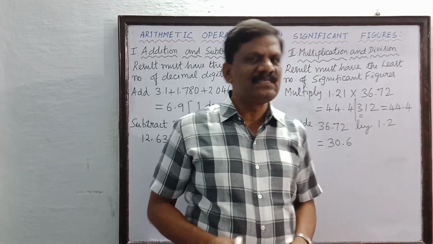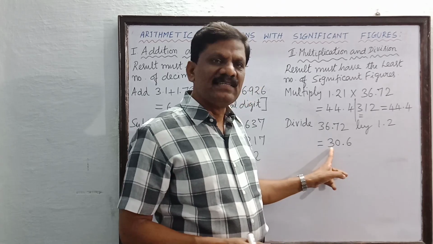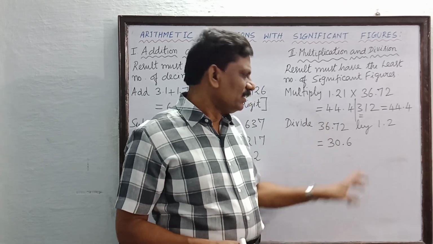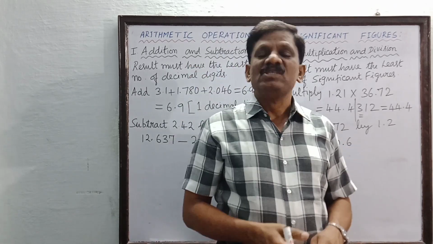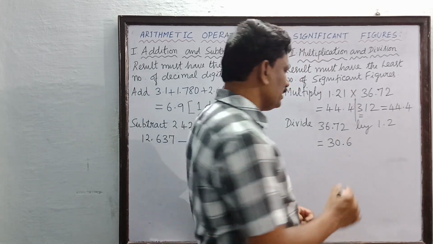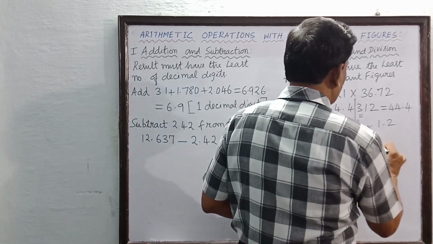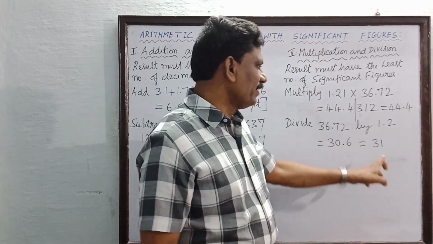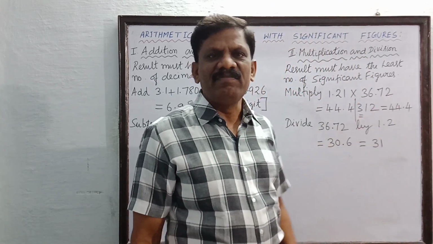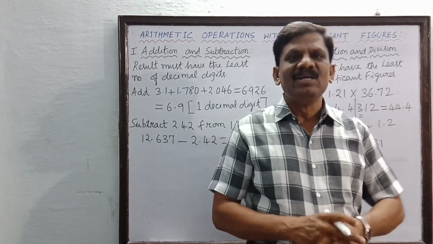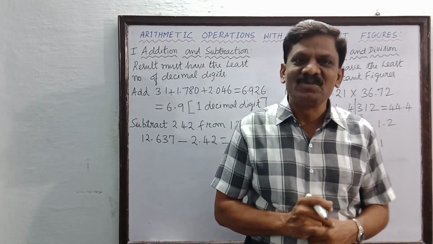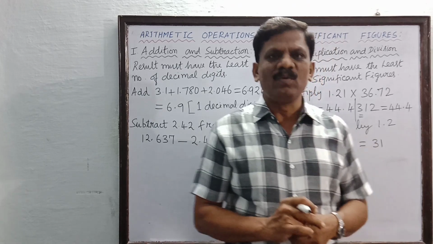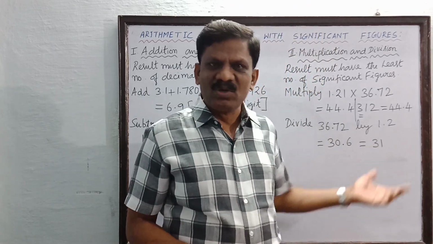So the third digit is 6. First digit is 3, second digit is 0, third digit is greater than 5. So I can add 1 to the previous digit and round this off to 31. So 31 is the correct answer because it has the least number of significant figures, that is 2. Have you all understood the rules first of all? Shall we go to one numerical problem based on the rules now?